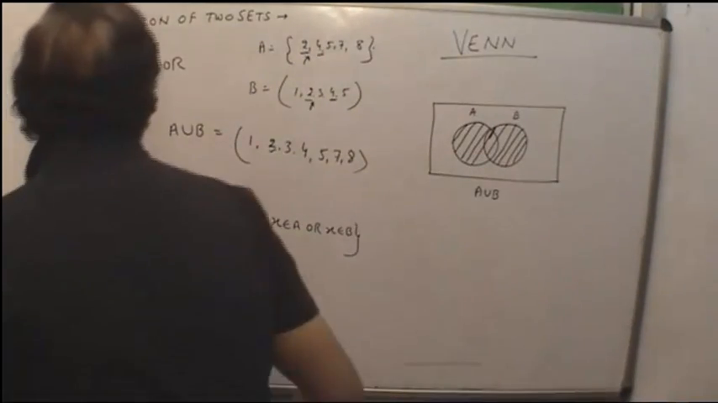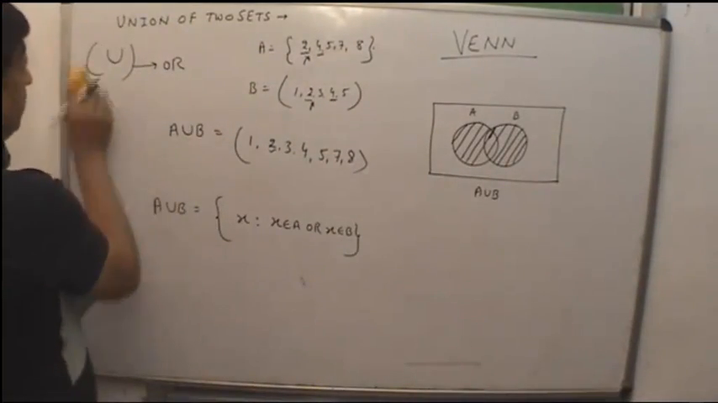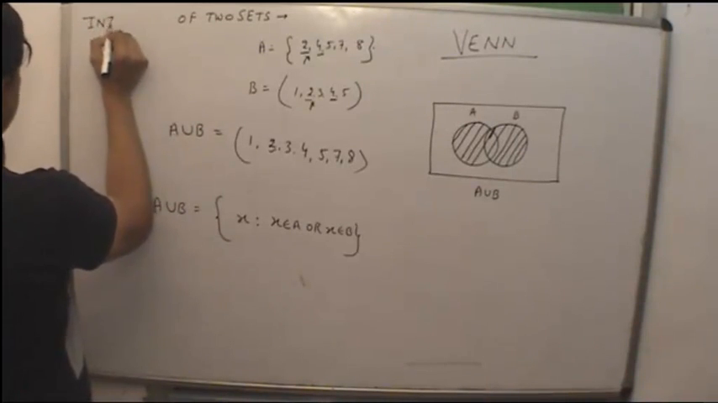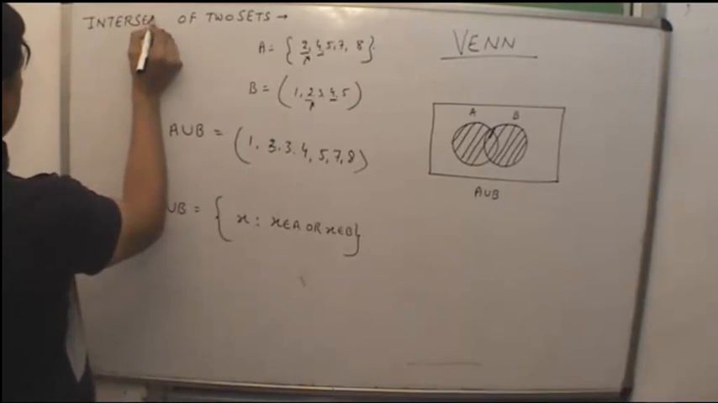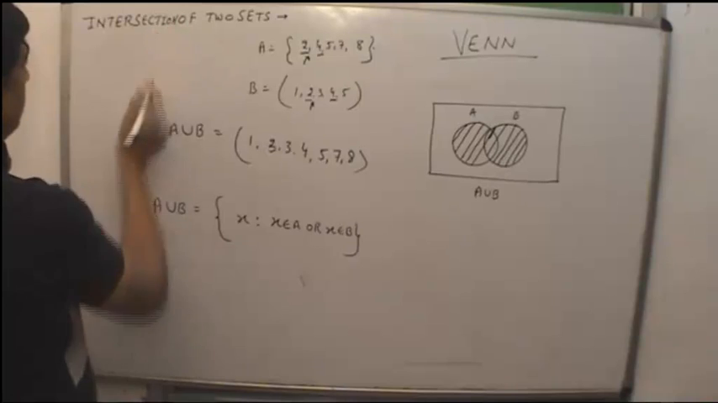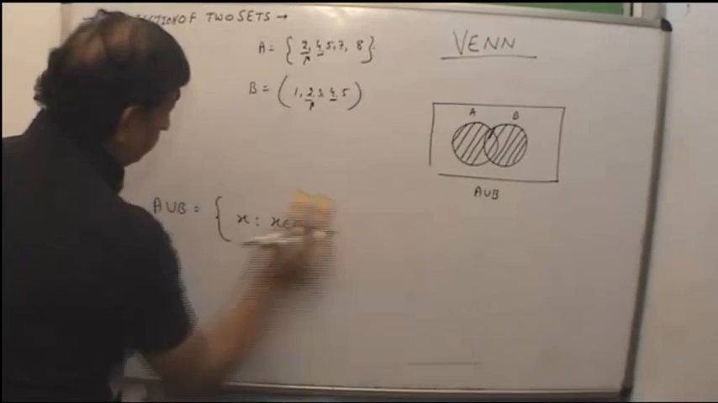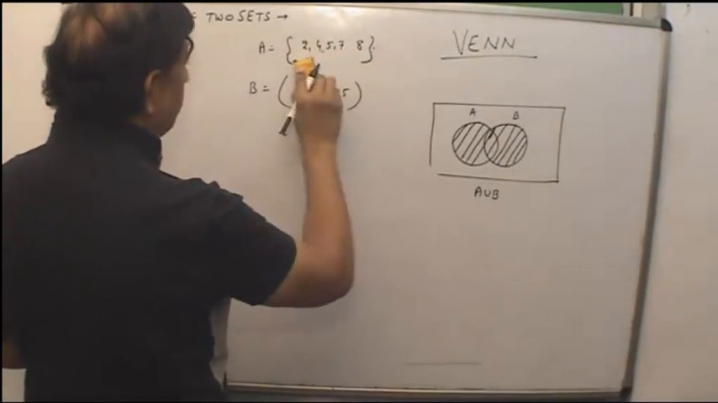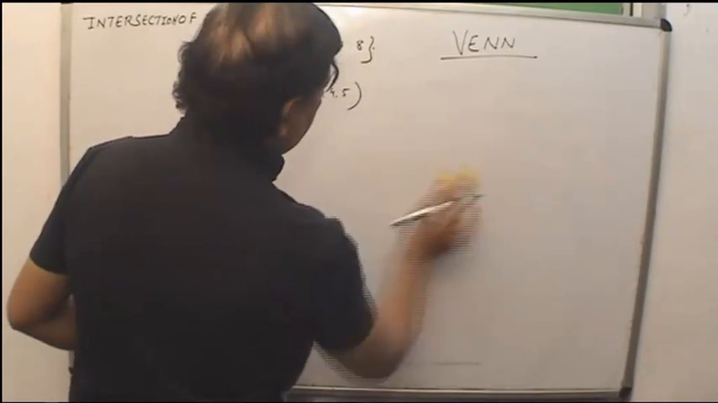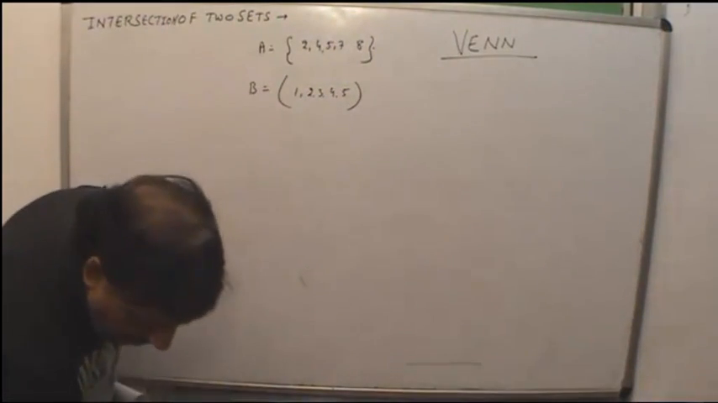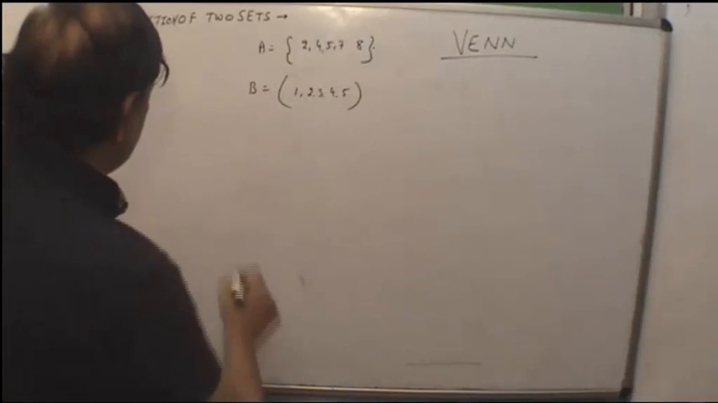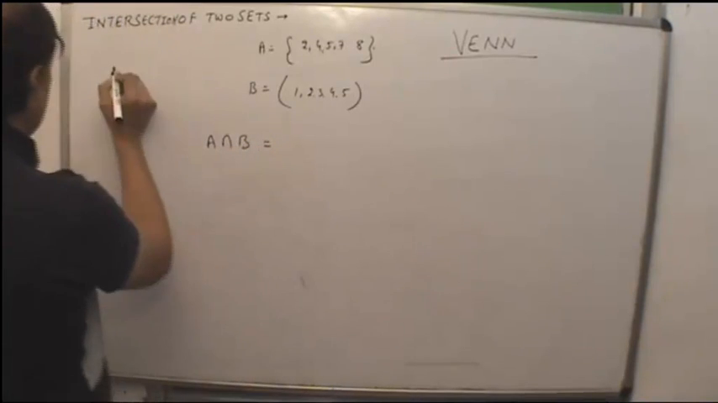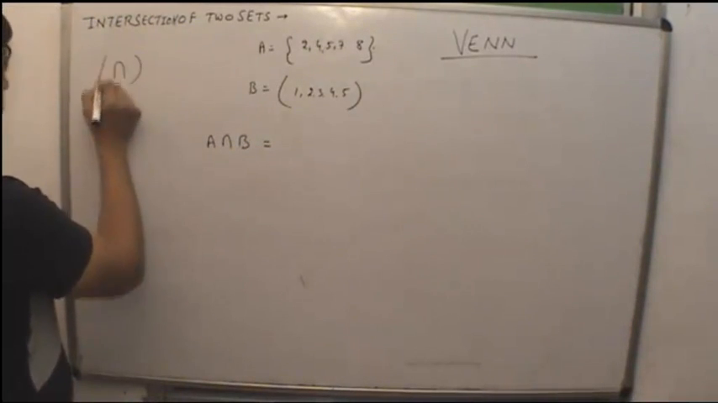Similarly, now we discuss the intersection of the two sets. We keep the same example here. A is equal to this and B is equal to this. Then what does A intersection B mean? Intersection we denote by this symbol.